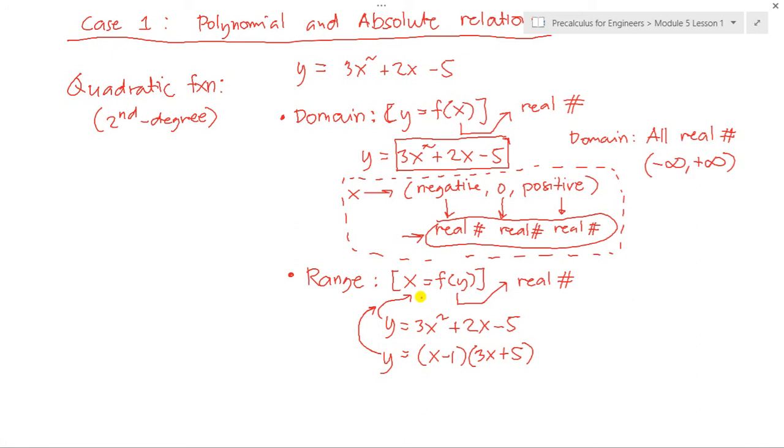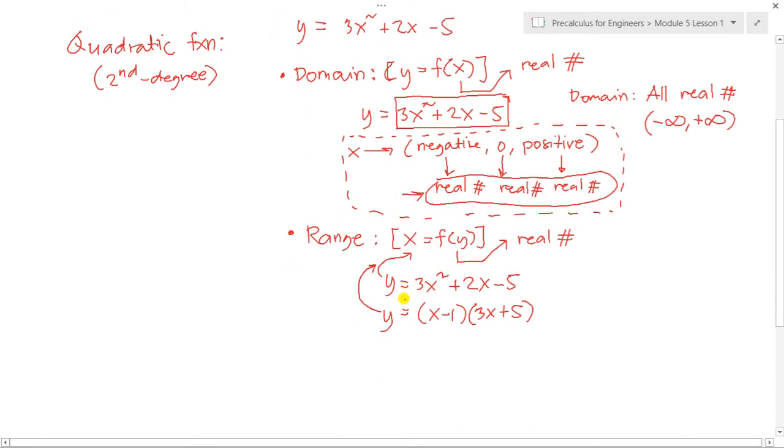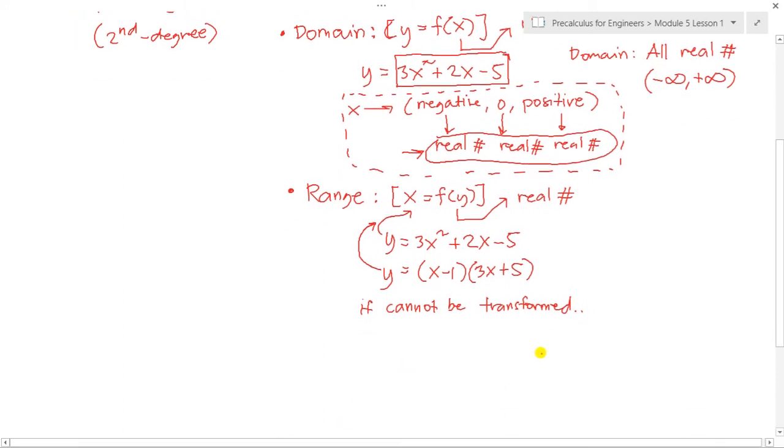Okay, the next step, class, if it cannot be transformed, you do a different style. If it cannot be transformed, actually the book did not emphasize this. I just looked for a way myself. So here, class, if you meet a quadratic equation that you cannot transform into the form x is equal to f of y, therefore proceed with this step.